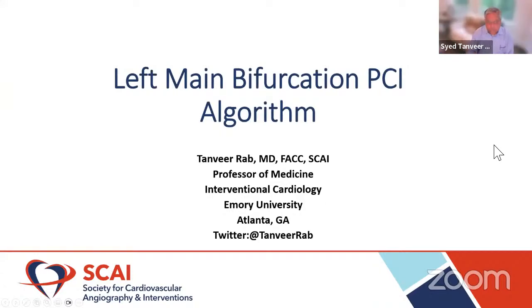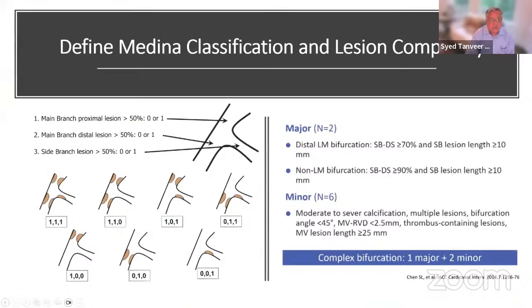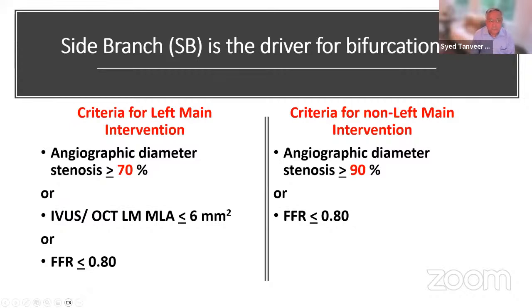Okay, so this is what we published. I'll go through this very quickly. The most important thing is the criteria for left main intervention. Remember, the side branch is the driver for the bifurcation PCI. For left main, the criteria is the stenosis angiographically should be equal to or greater than 70%, or by IVUS or OCT, left main MLA, minimum lumen area, less than or equal to 6 millimeters square, or by FFR less than or equal to 0.80. For non-left main, the criteria is a little different. The angiographic side branch stenosis should be equal to or greater than 90%. Again, the FFR should be equal to or less than 0.80. Next, please.